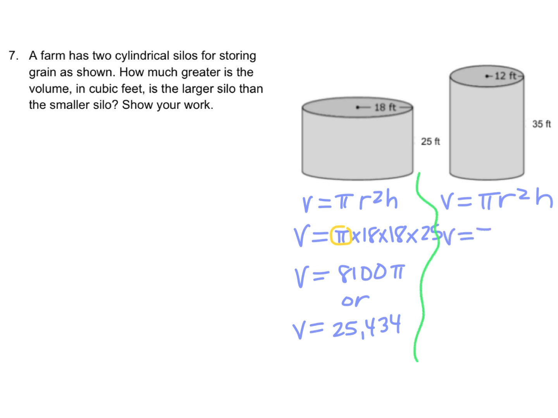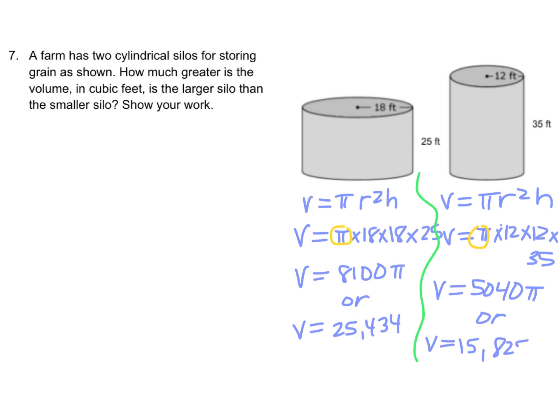And then the other cylinder, let's see, the radius is 12. So I go times 12 times 12 times the height of 35. Okay, in terms of pi, if I don't type in the pi and just do the regular digits, I'm going to get 5040 pi. Or I can go ahead and times that by 3.14 and get 15,825.6. Okay, so this one right here is bigger.